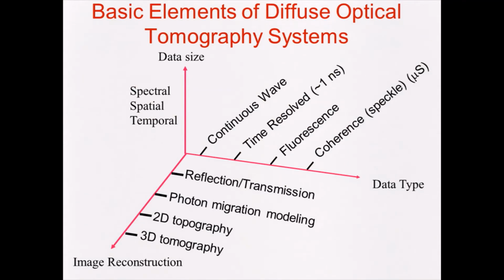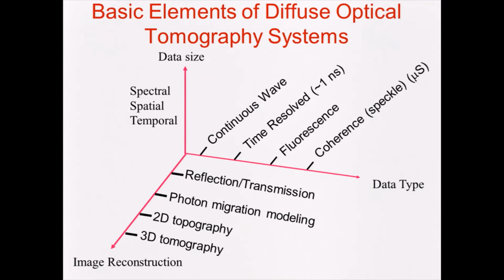Okay, so let's move on to image formation. To think about how any diffuse optical tomography system is working, it's useful to think about three different aspects. First, what is the data type?